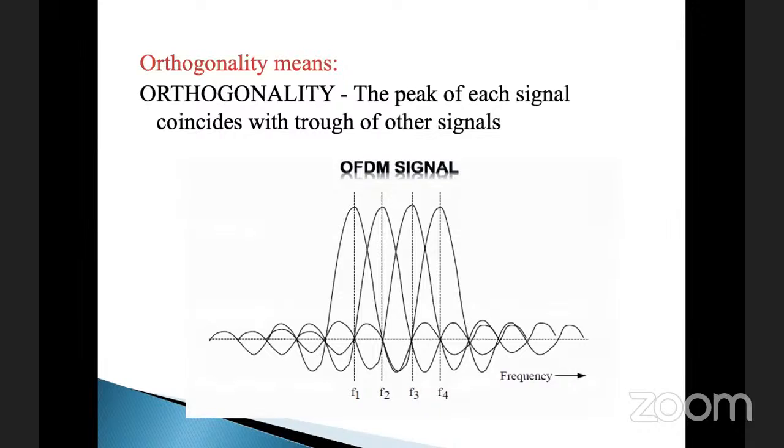Generally, we know what orthogonal frequency division multiplexing is. If you have two waveforms, suppose S1 of t and S2 of t, and you multiply S1 of t and S2 of t and integrate over that period of time, then those signals give the output as 0.